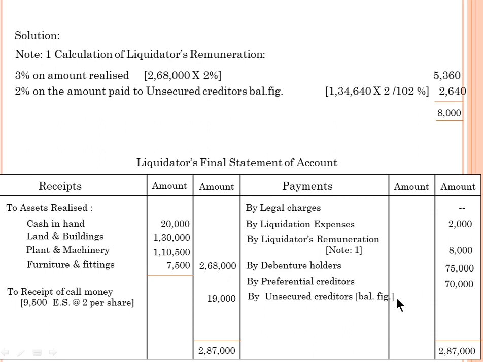And again, a second time, we have to deduct one by one out of the total receipts. So 2,87,000 is the total receipts, and now we deduct one by one: the liquidation expenses 2,000, remuneration 8,000, 75,000 debentures, and preferential creditors 70,000. What is the balance amount here? 1,32,000. This is the final settlement to the unsecured creditors. Here we don't have any excess amount to pay to the equity shareholders.